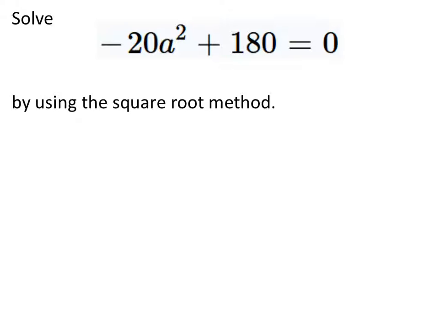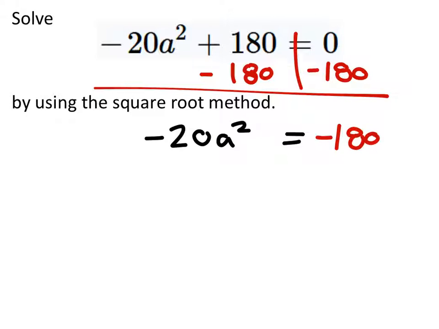All right, we need to manipulate this equation so that we just have the a's on one side and the numbers on the other. Some of you guys are, again, tempted to just square root both sides and feel good about that, but don't. You don't want to do that. I'm going to subtract 180 from both sides, manipulating the equation.